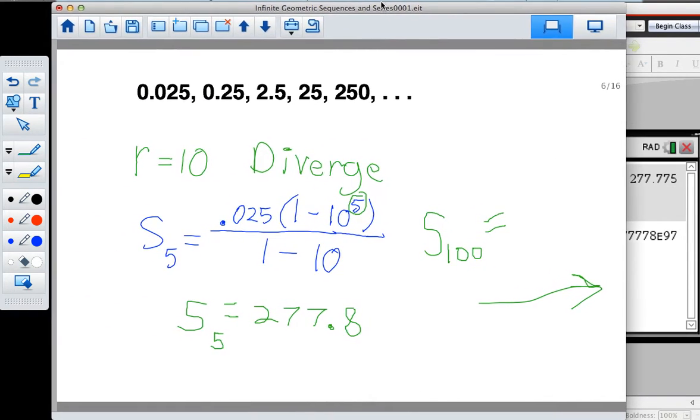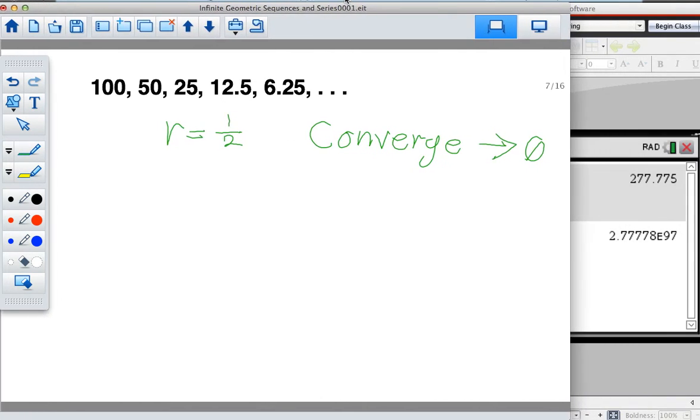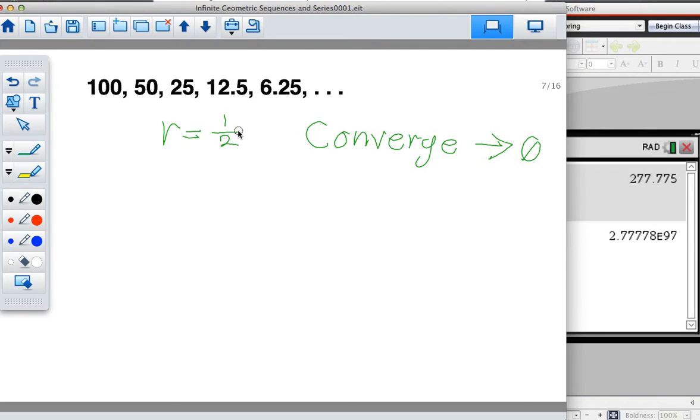So basically what I want you to realize is that if the sequence diverges, notice that my R value is 10, then my series is also going to keep going, and eventually it will get to infinity. It's not going to approach some number, it'll just get to infinity. Now when we look at this one, remember this example, our ratio is a fraction, so it's less than 1. And we said that it converged and all these terms got closer and closer to 0.